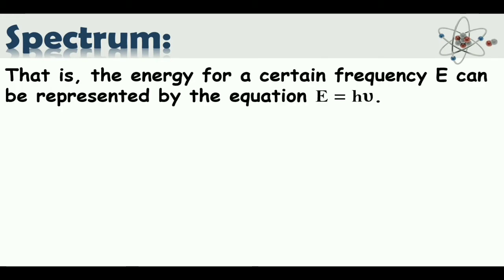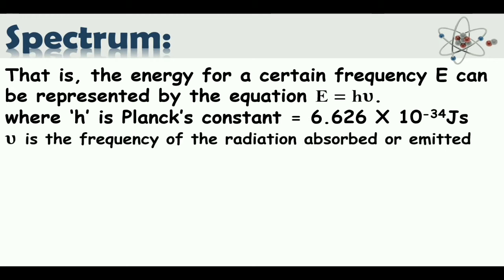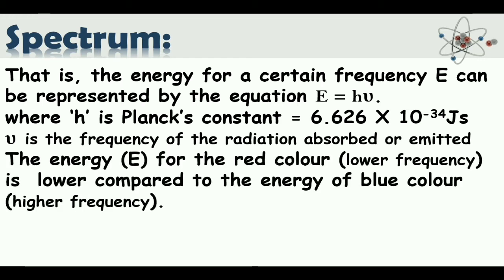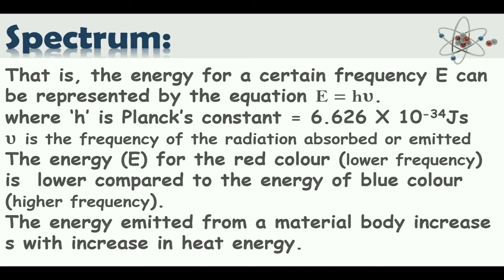That is, the energy for a certain frequency can be represented by the equation E is equal to h nu, where h is Planck's constant, the value is 6.626 × 10^-34 joule second. Nu is the frequency of the radiation absorbed or emitted. The energy E for the red color is lower compared to the energy of the blue color because of its lower frequency. The energy emitted from a material body increases with increase in the heat energy. When you give more heat energy, the emitted energy will also become more.